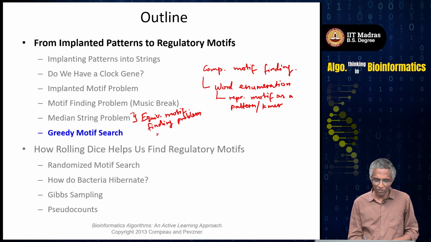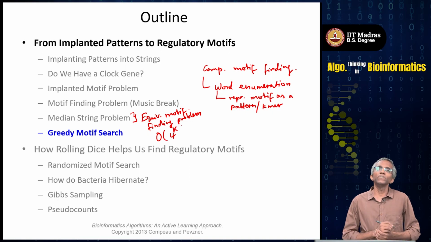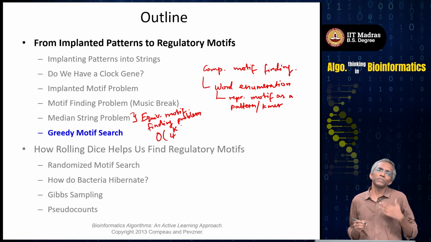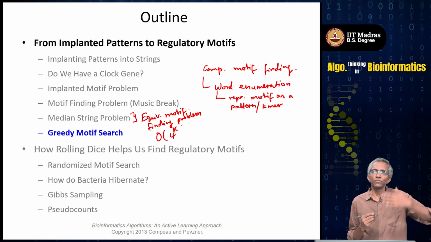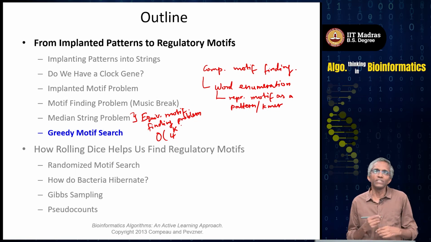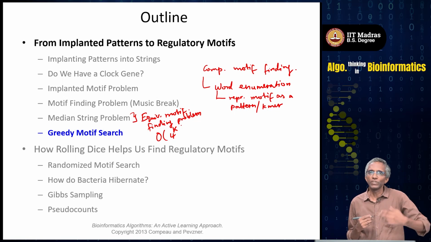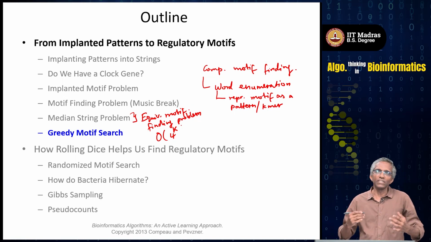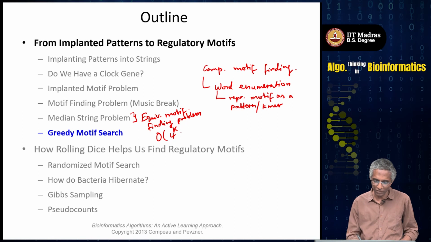And we saw that we could solve it in order of 4 to the k, because there are 4 to the k k-mers, and for each of the k-mers you are testing if that is enriched in the set of strings that are given as your input DNA sequences. Okay. These are the DNA sequences that are upstream of your target genes, and all of these target genes are bound by the same transcription factor, right.